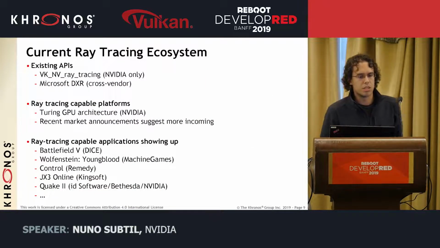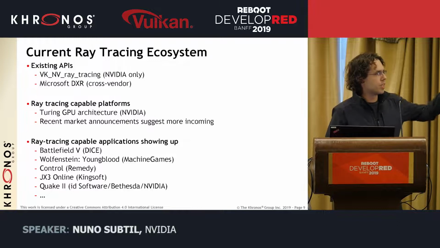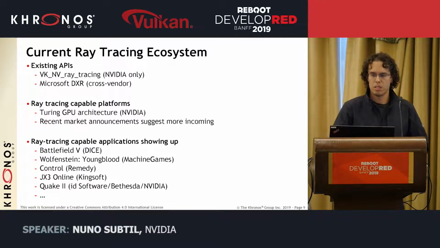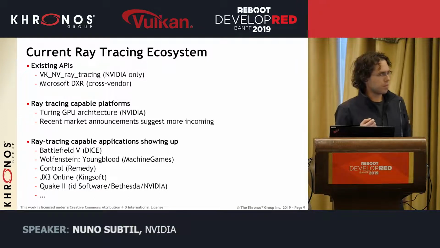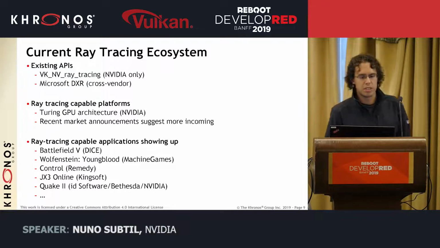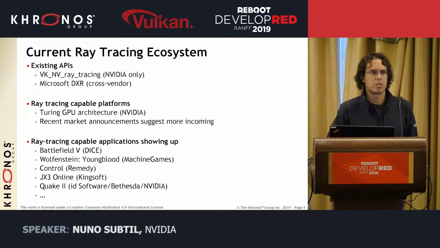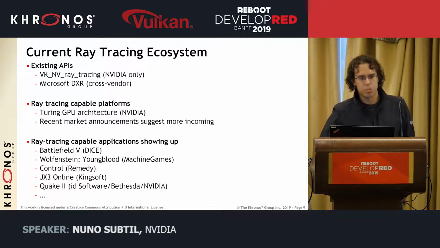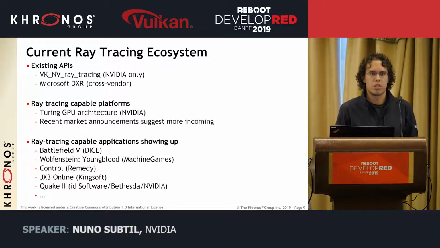So a quick overview of the current ray tracing ecosystem. I mentioned there's the NVIDIA extension for Vulkan that's shipping. Currently, only NVIDIA implements it. There's also Microsoft's DXR, which is their extension or API for ray tracing on DirectX 12, which is cross-vendor. As far as ray tracing capable platforms, NVIDIA recently launched the Turing GPU architecture, which supports ray tracing acceleration in hardware. And we also have support for the ray tracing APIs on older generation hardware, like Pascal and Volta, through a software implementation for both Vulkan and DXR.